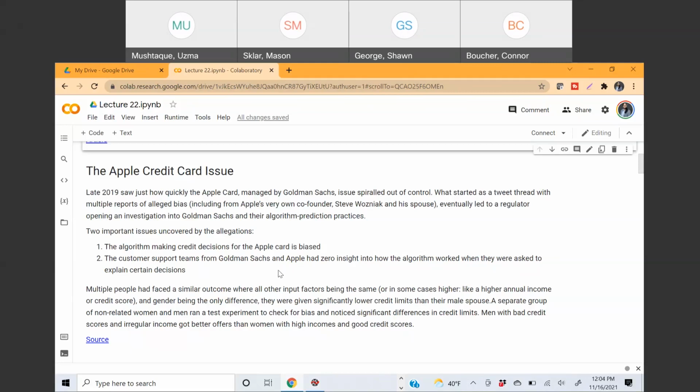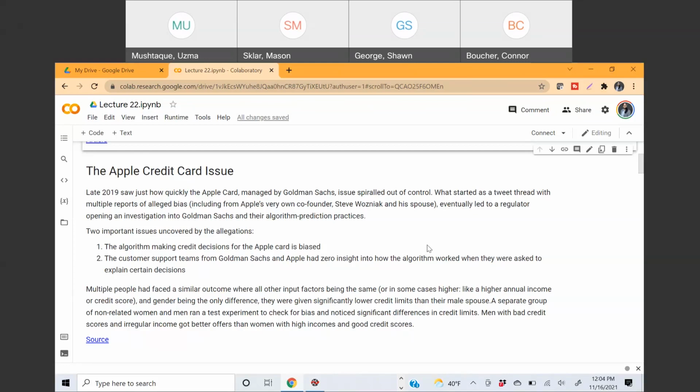And so this was a huge issue that, as I said, started with a tweet, and then even Apple's co-founder and their spouse were a part of that entire allegation tweet that went on. But this is actually the tip of the iceberg. This points to an important issue, and why this algorithm is predicting something different for different genders, despite everything being equal. So there is definitely some bias out there that's implicit maybe, but that exists.